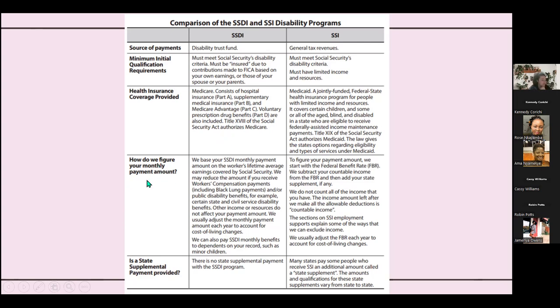And then how they figure their monthly payment, and information on if the state supplemented payment is provided. So this is in the PowerPoint if you want to revisit this, but it's also in the Social Security Disability Red Book. So this isn't from our book, so it might not be on here, but just more information for you guys.